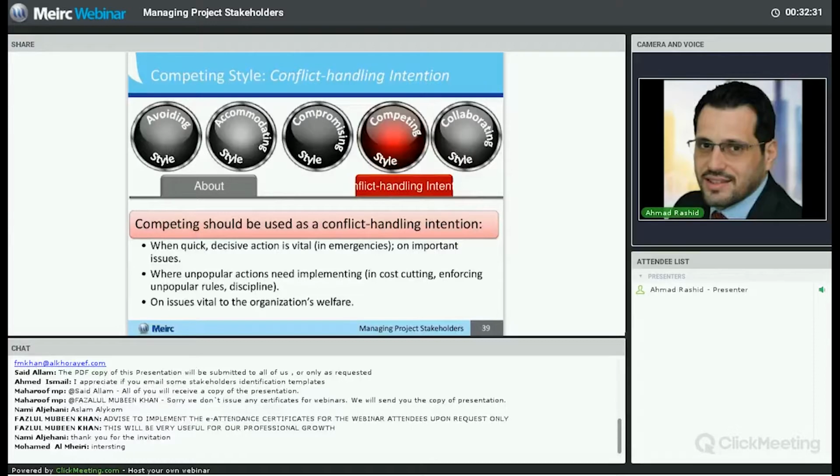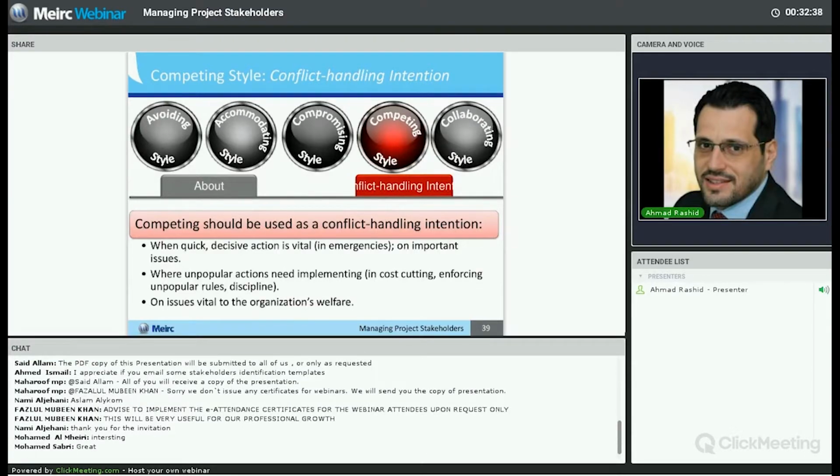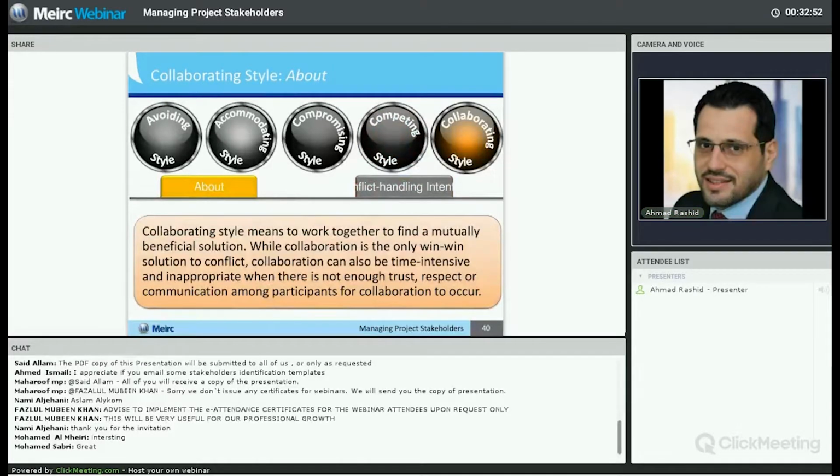And the disadvantages of competing also are that you will be perceived as using a dictatorial approach, an autocratic style, and it will increase the power differential between you and others. So you use it only when you need a quick, decisive action. You use it when you need to make a decision that is a must, but it's unpopular with your project stakeholders. The last conflict resolution technique is the best actually when you have time, which is the collaborating style.